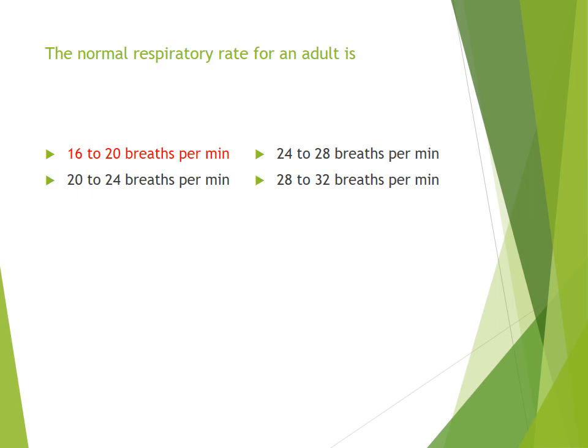The normal respiratory rate for an adult is options A. 16 to 20 breaths per minute, B. 20 to 24 breaths per minute, C. 24 to 28 breaths per minute and D. 28 to 32 breaths per minute. Correct answer is 16 to 20 breaths per minute.